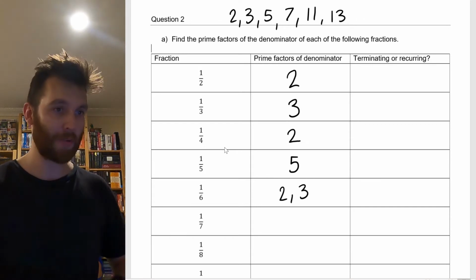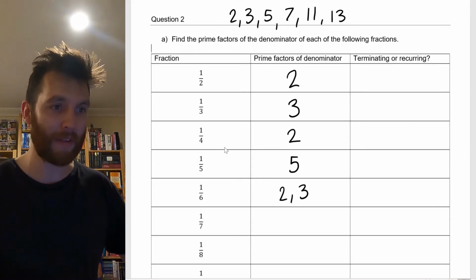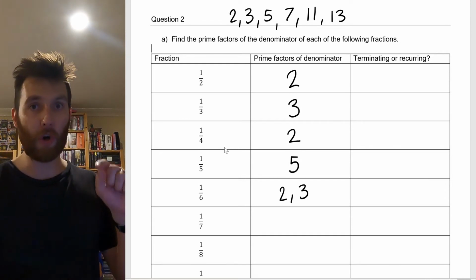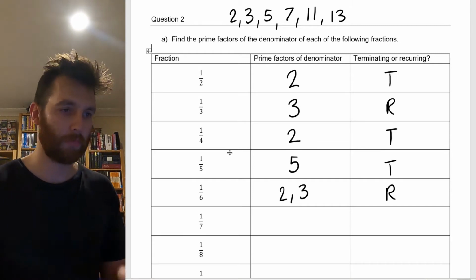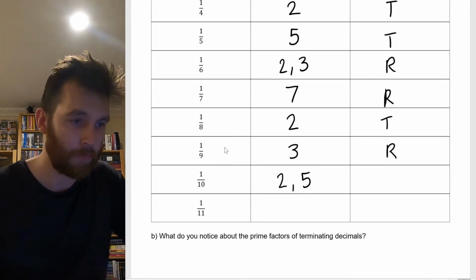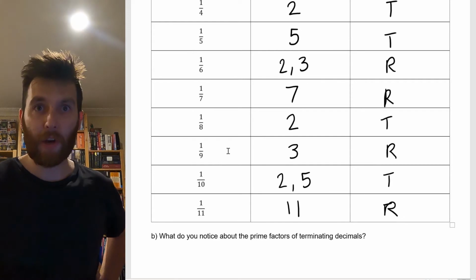I'm going to quickly race through this table, and I'm also going to indicate whether these are terminating or recurring. For your work, you can just copy this from the first page if you wish to. Okay, so now I'm done filling in that table.